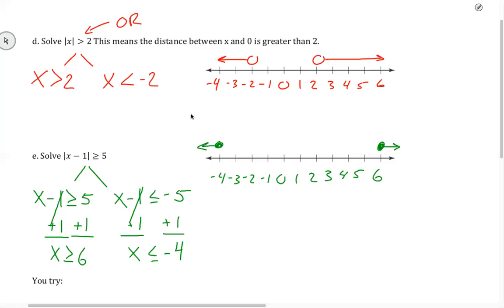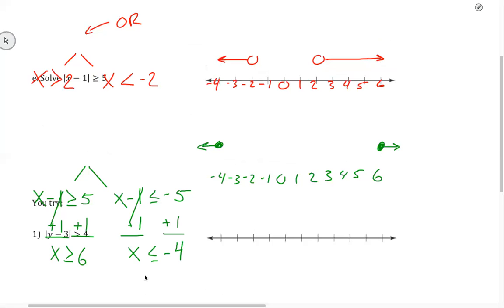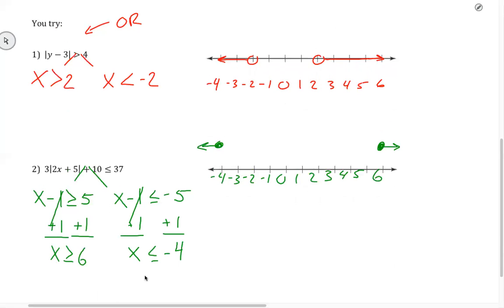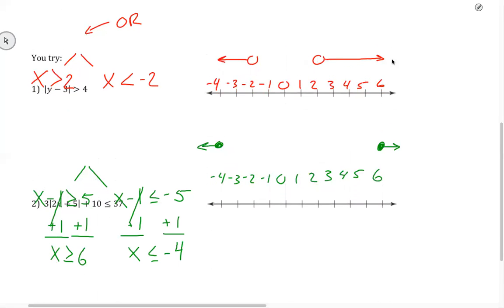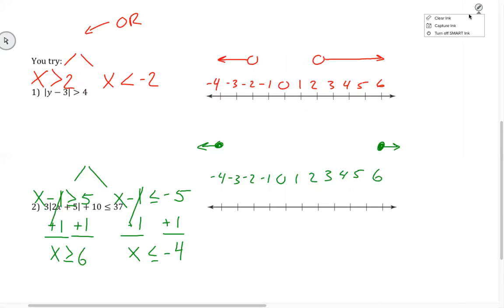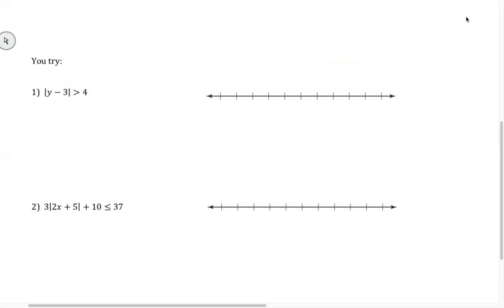All right, so at the bottom, you guys have two problems, 1 and 2. Be careful with number 2 because the absolute value is not by itself. 1's just like the ones we did. So see what you guys can do.